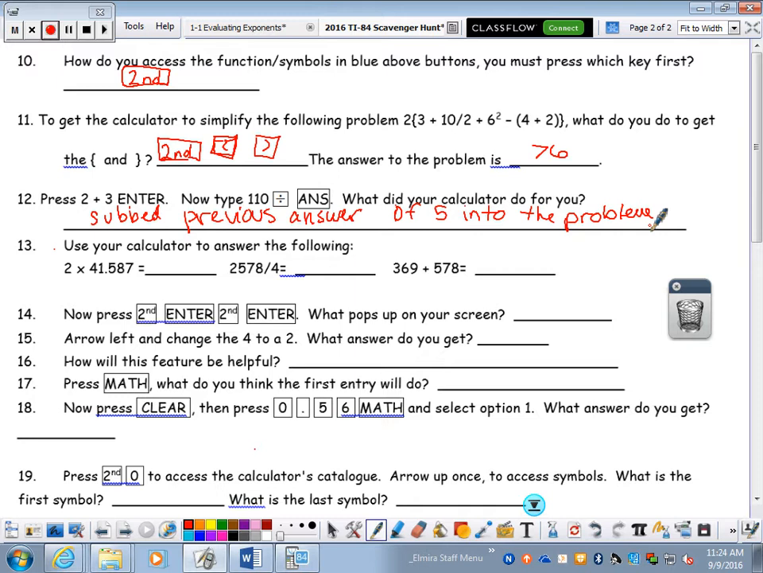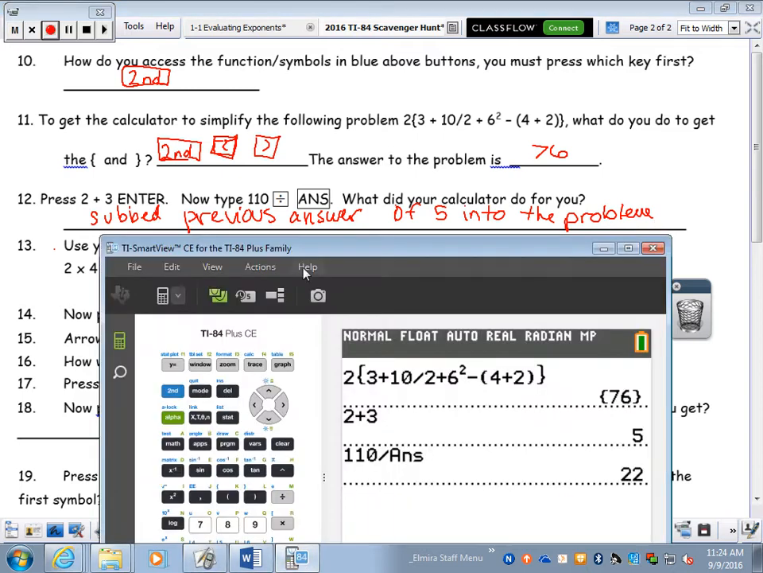Okay. The next part I don't think you really need my help doing, so we're going to skip that on the video. 14, second enter, second enter. Oh, I lied. We do have to do this. There's a reason for it. Alright, so let's do these three problems really quick.